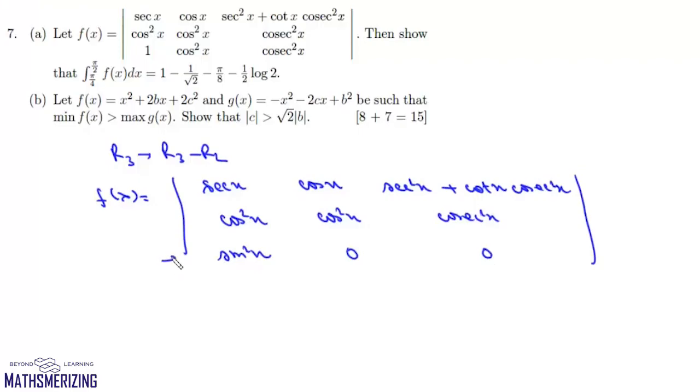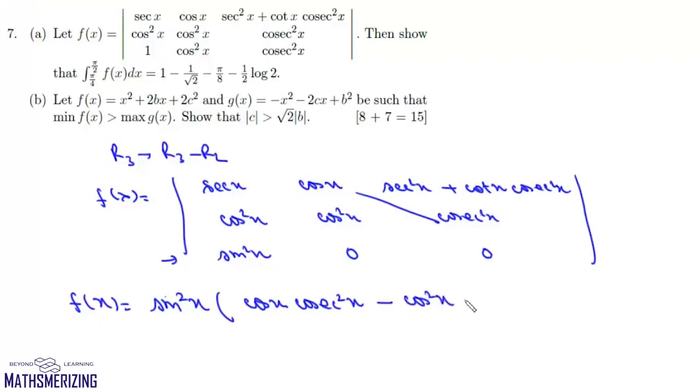Now we'll expand this determinant about this third row. Now we expand this determinant about this third row, we'll get this function f(x) as sin square x into cos x into cosec square x, and then minus cos square x into secant square x plus cot x into cosec square x. Now we'll multiply this sin square x inside.